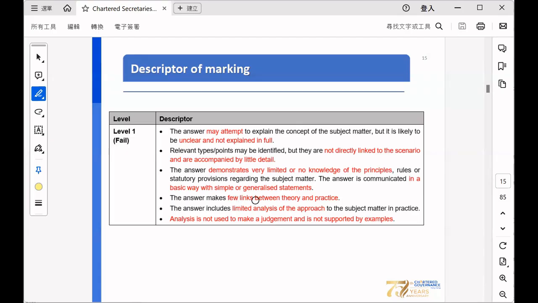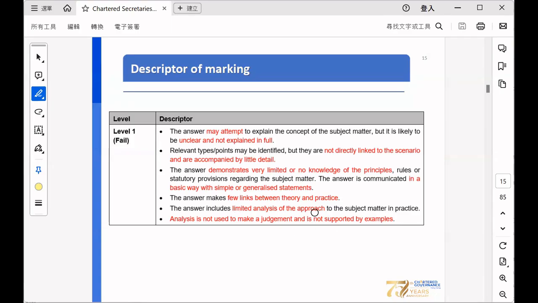Links between theory and practice. It is good practice for you to know about the code provisions, for example. We'll regard that as theory, right? So at least you have to have a good understanding of the different code provisions, the CG code in Hong Kong, when you answer the question. Make sure that you can apply them in the scenario.